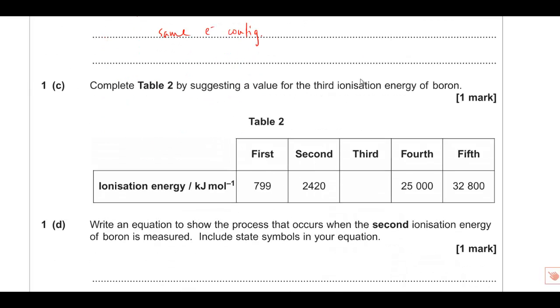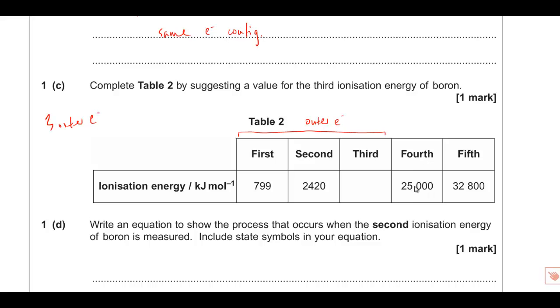Table 2, suggest a value for the third ionization energy of boron. I like these questions, but a lot of people don't. So thinking behind this, you might say, well, how can I predict a value? I don't know what's going to happen. And it's all about using the trend that you can see there. So for boron, if we think about the old school way of representing it, it's in group 3, so it has 3 outer electrons. Therefore, we know that this is coming from the outer shell, this is coming from the outer shell, and this is also going to come from the outer shell. So these are the outer electrons.